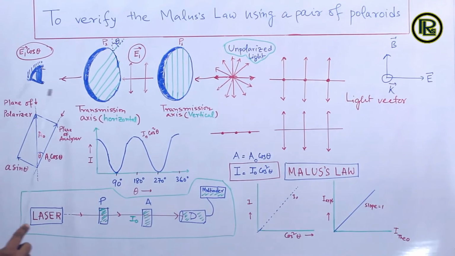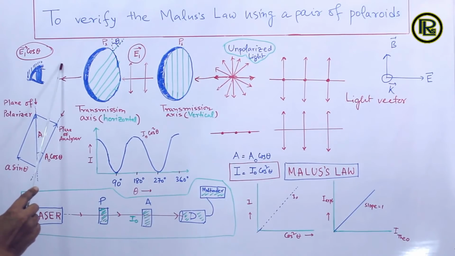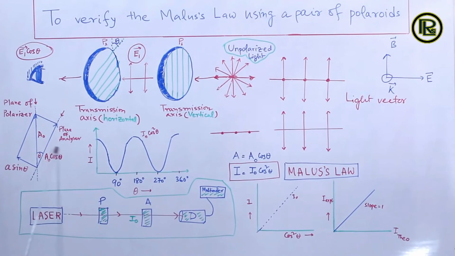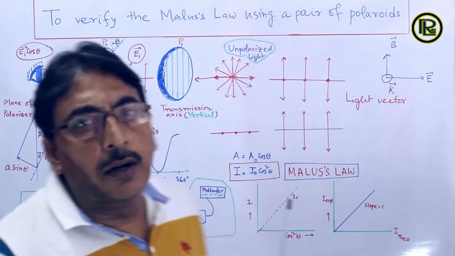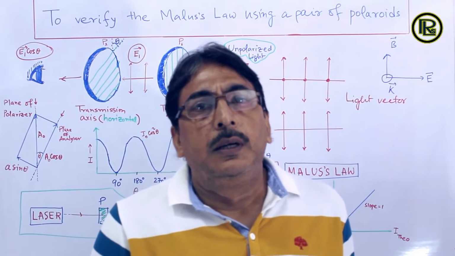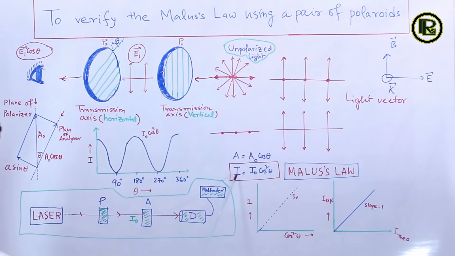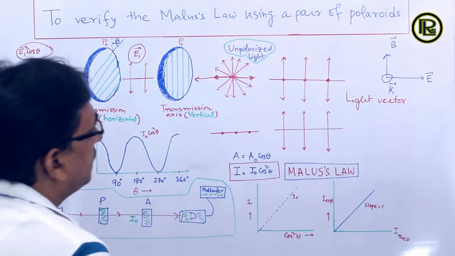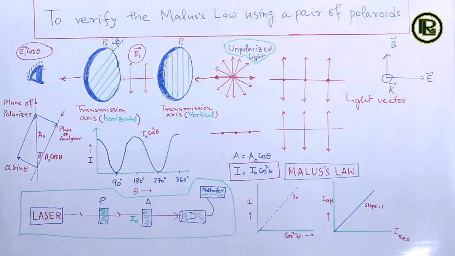So the light that gets through here has amplitude A0 cos theta, and as the intensity of light is proportional to the square of the amplitude, therefore the intensity will be I0 cos square theta, where I0 is the incident intensity at the analyzer surface, and this equation is called the Malus law.